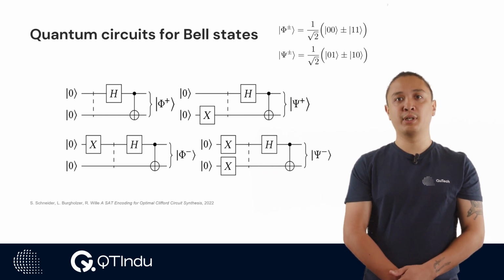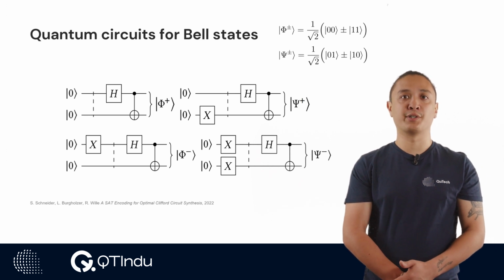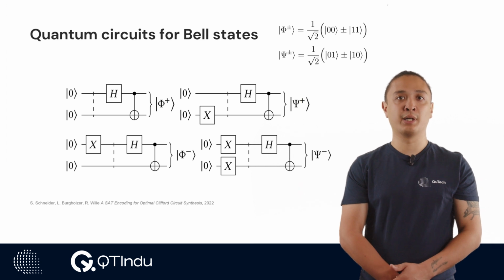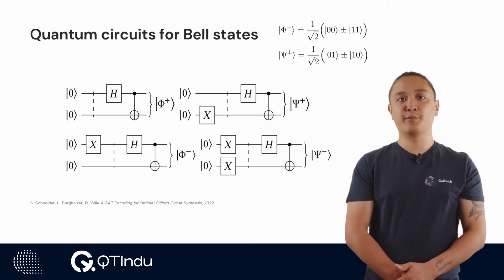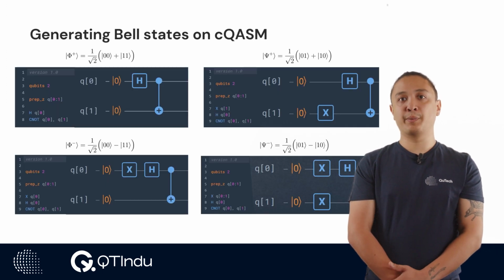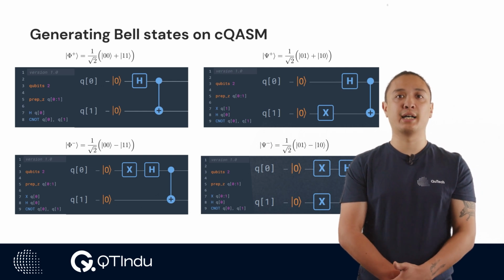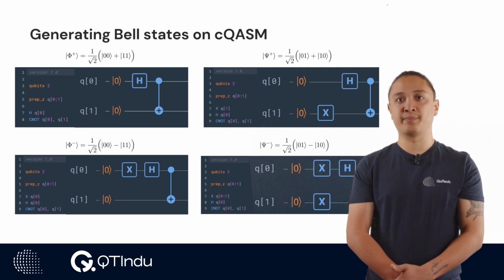For example, to generate the phi plus state, we simply perform a Hadamard on the first qubit, followed by a CNOT with the first qubit as the control and the second qubit as the target. For the other Bell states, we provide a different initial state using the different combination of X gates. Now we will go over how we can use the circuits presented in the previous slide to generate any of the 4 Bell states on cQASM.